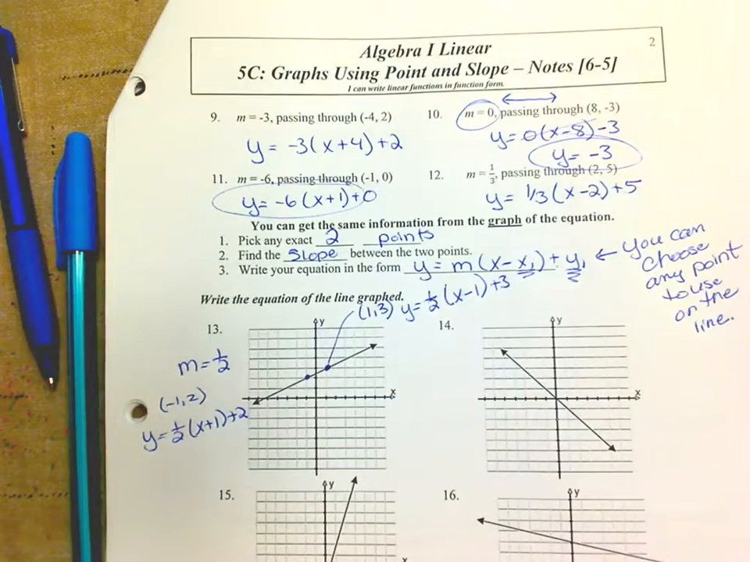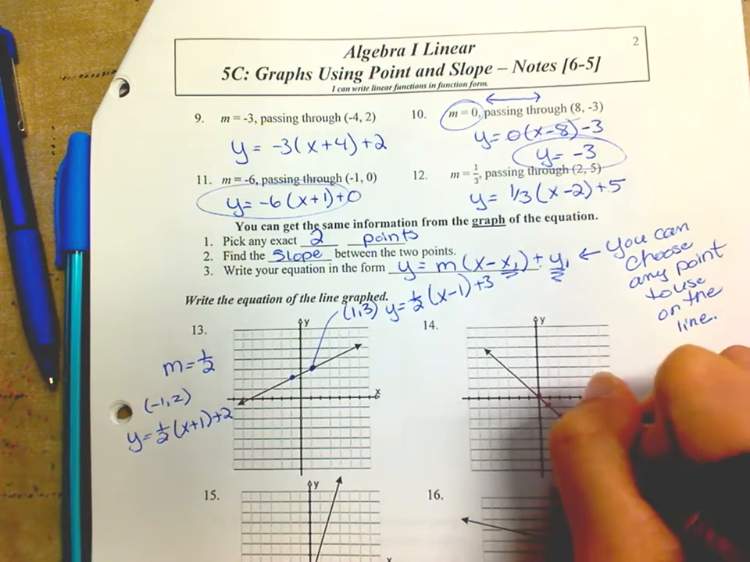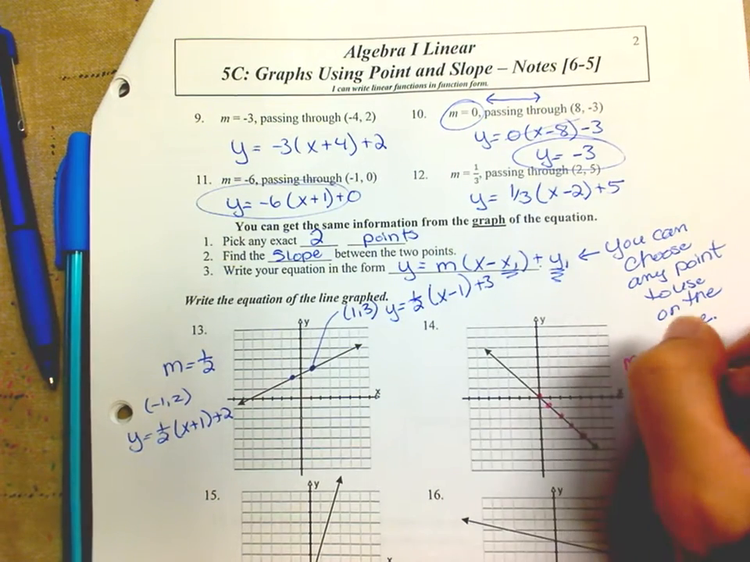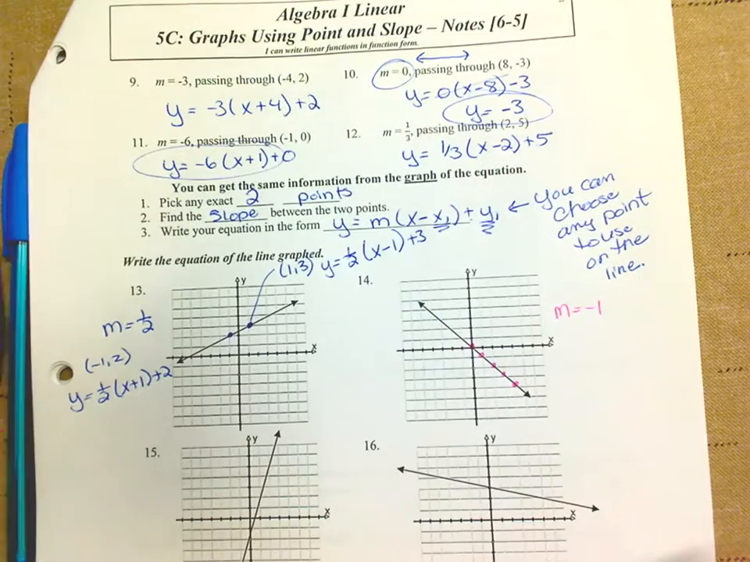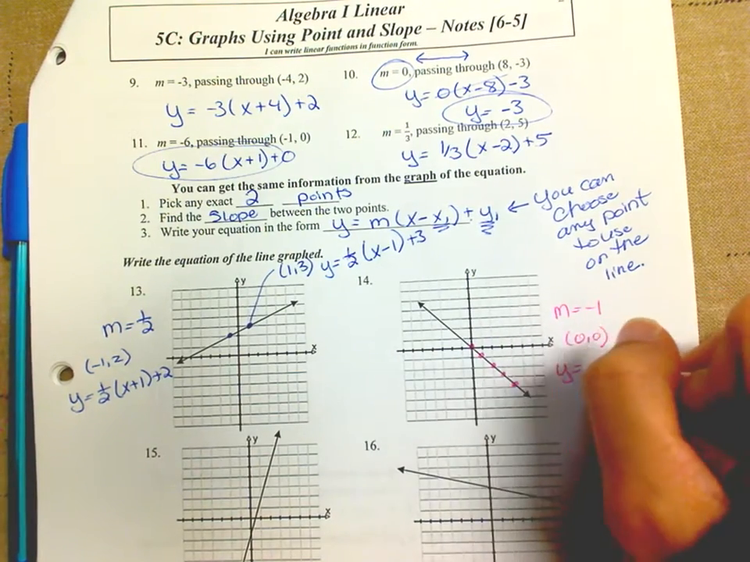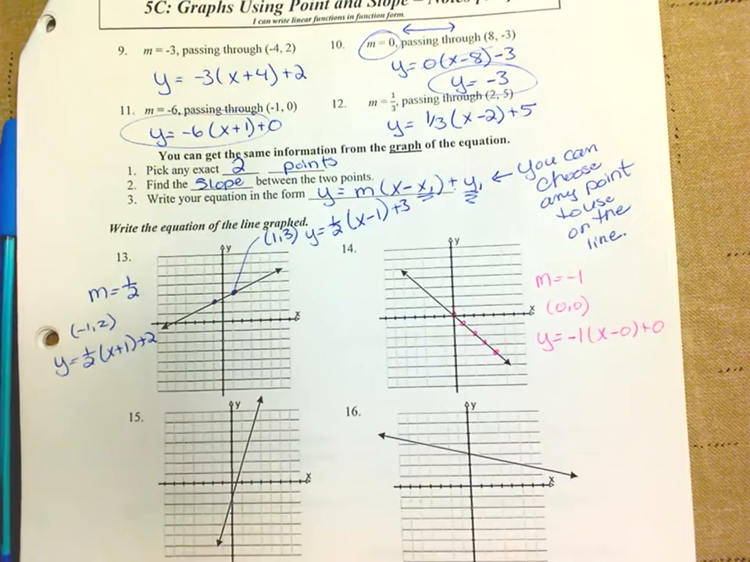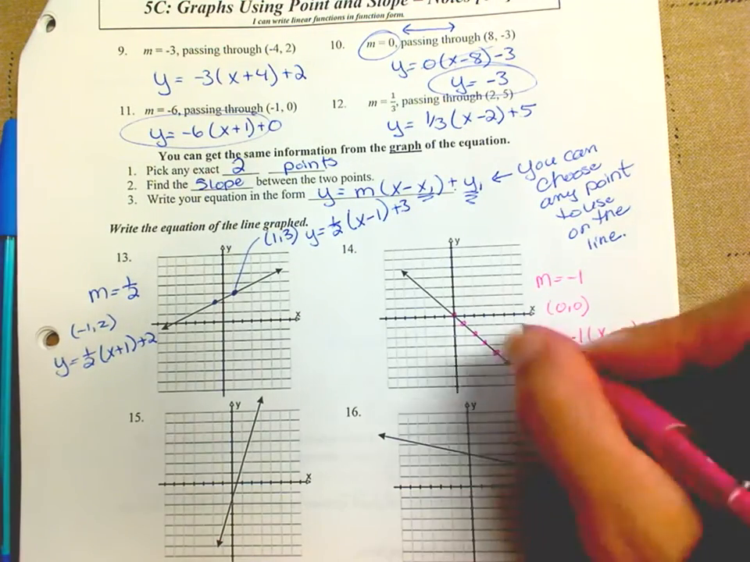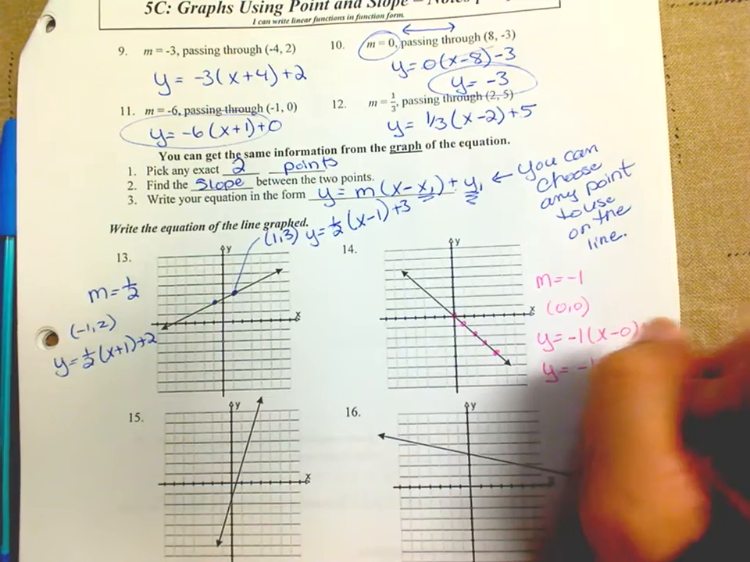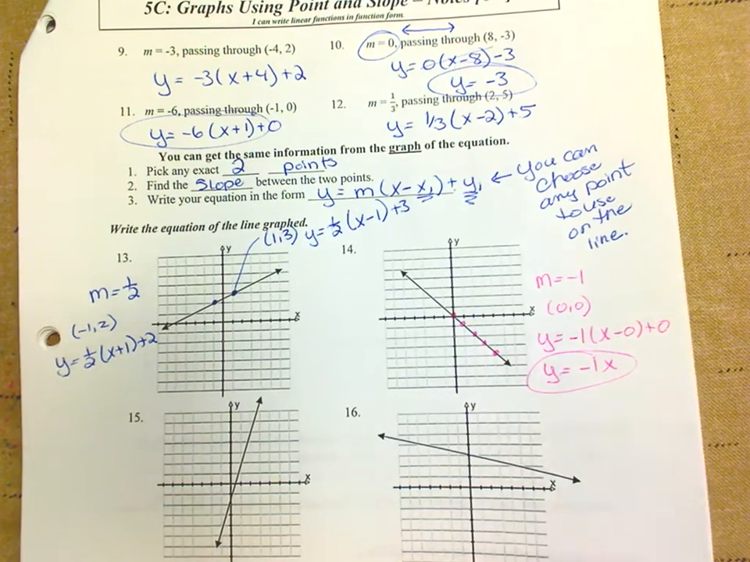All right, and number 14. Number 14, there's lots of different ones, because your slope, down 1 over 1, is negative 1. I'm just going to use the easiest point, which is 0, 0. So I've got y equals my slope times x minus 0 plus 0. That's a lot of zeros that we don't need, so it turns out to just be y equals negative 1x. And again, you could pick a different point, but why bother? Just do it one way. You're good. Number 15.